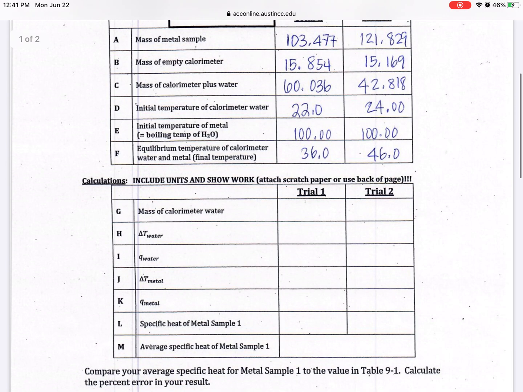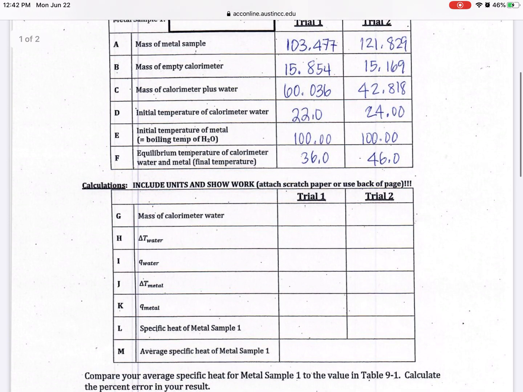Okay. And what do you think about the delta T? H, how do you find out the delta T for the water? Which letter gives us the final temperature for the water? Which is F, the equilibrium temperature of the calorimeter water and the metal. So delta T water is going to be F minus, what's the initial temperature of the calorimeter water? D. So that's going to be F minus D. Okay, and then I is going to be Q water, meaning we're going to find out mc delta T.